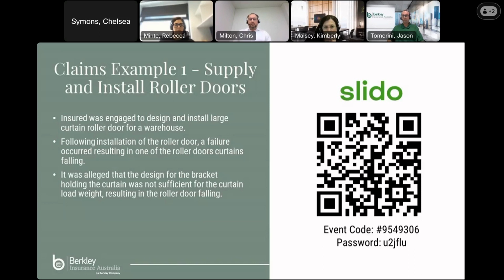As part of the engineering design, the insured was responsible for providing the necessary engineering and calculations and design plans with respect to the relevant bracket. And this is where the design failure occurred. So can we get everyone to cast their vote on whether they felt that was a covered or declined claim?